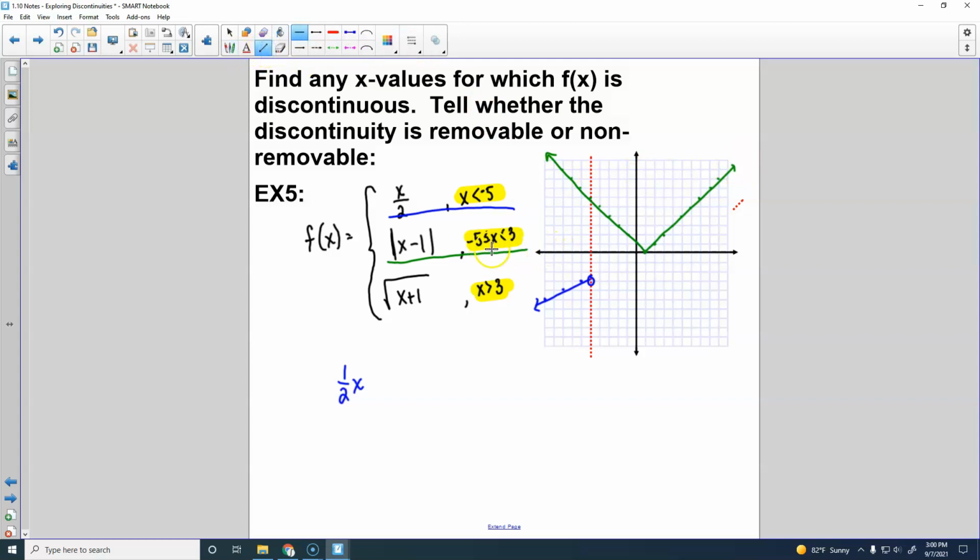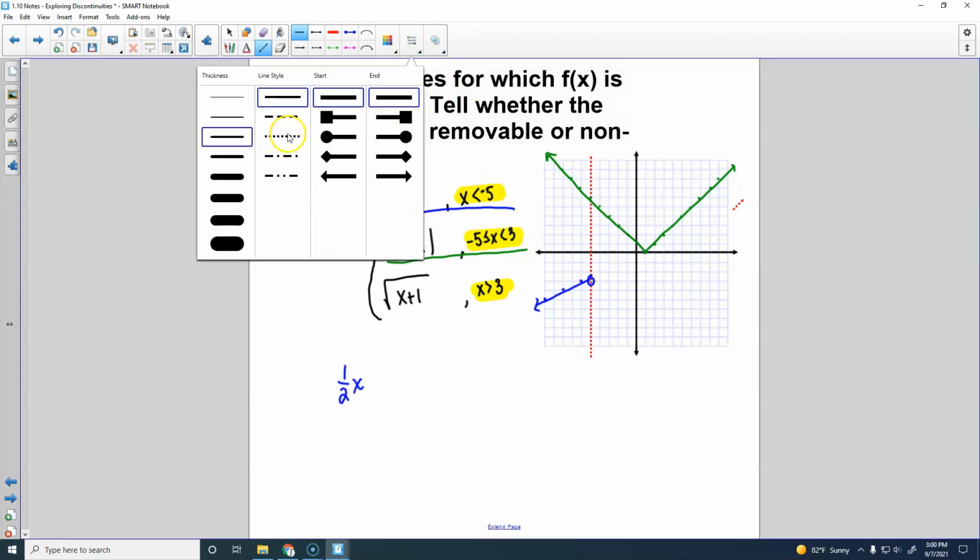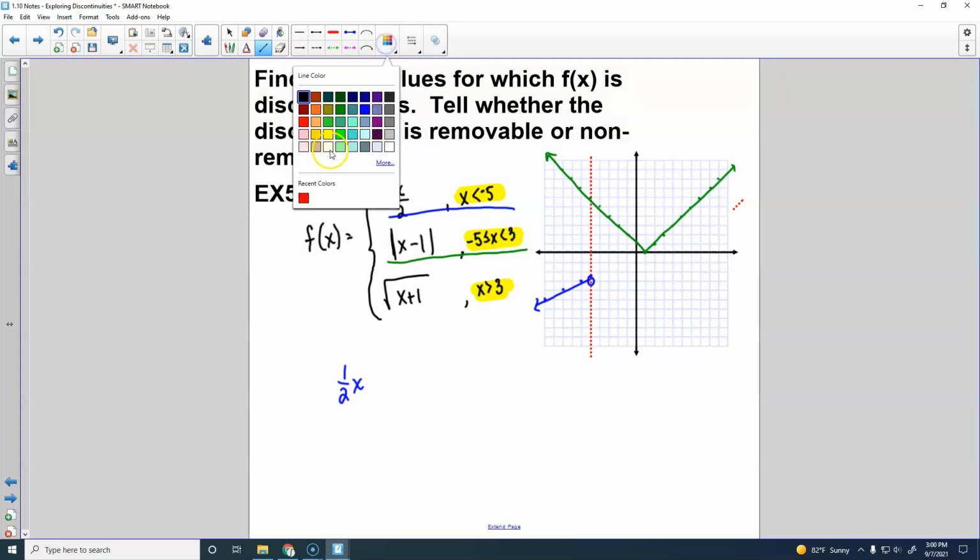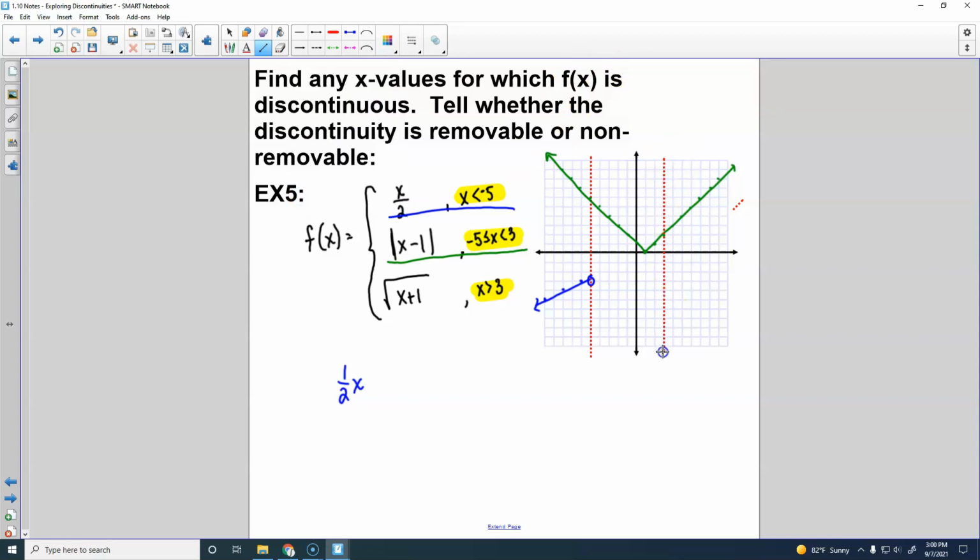Alright, but I'm only supposed to use this between -5 and 3. So I'm going to put myself another dotted line over here at 3. Okay, and I only want the part in between those two dotted lines. So I'm going to erase this stuff over here to the left. I'm going to also erase this stuff over here to the right.